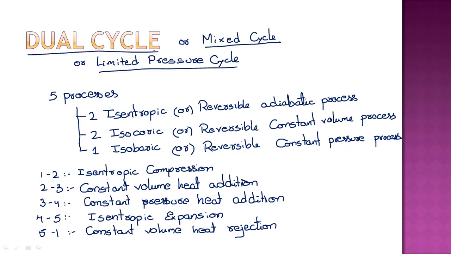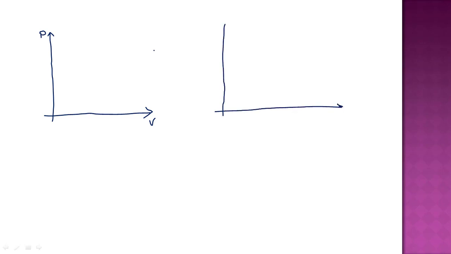Now, let me draw the PV and TS diagrams in this case. Process 1 to 2 is isentropic compression. So in the TS diagram, we will get a vertical line pointing upwards. Whereas in the PV diagram, isentropic compression is represented by a curve like this. So here, as we are considering compression, the pressure increases and volume decreases. And as the pressure is increasing, temperature rises.